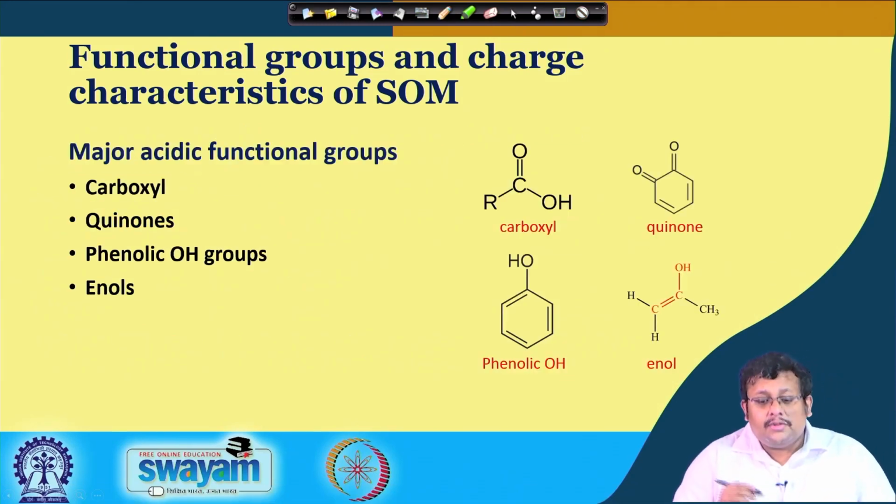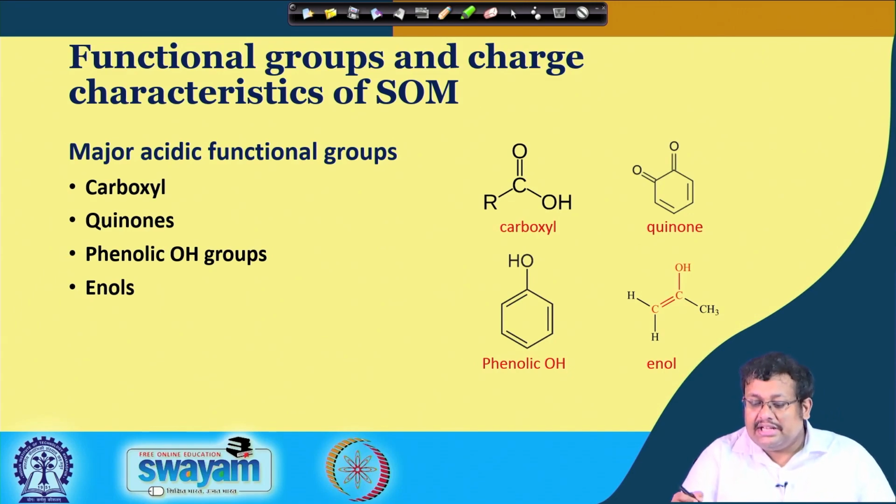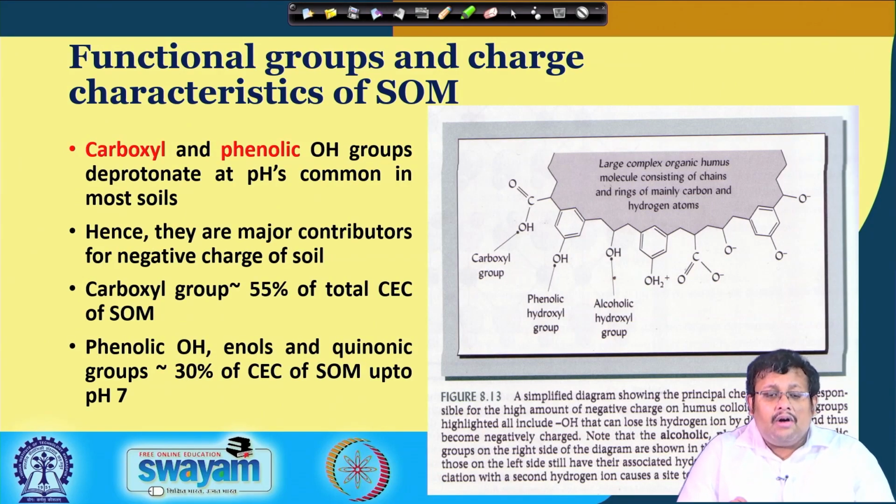So, functional groups and charge characteristics of soil organic matter. The major acidic functional groups are carboxyl, then quinones, then phenolic hydroxyl groups and enols. As you can see, carboxyl, quinone, phenolic hydroxyl, and enol. These are the major acidic functional groups present in soil organic matter. Now, remember that we have already discussed this structure in our previous lecture.